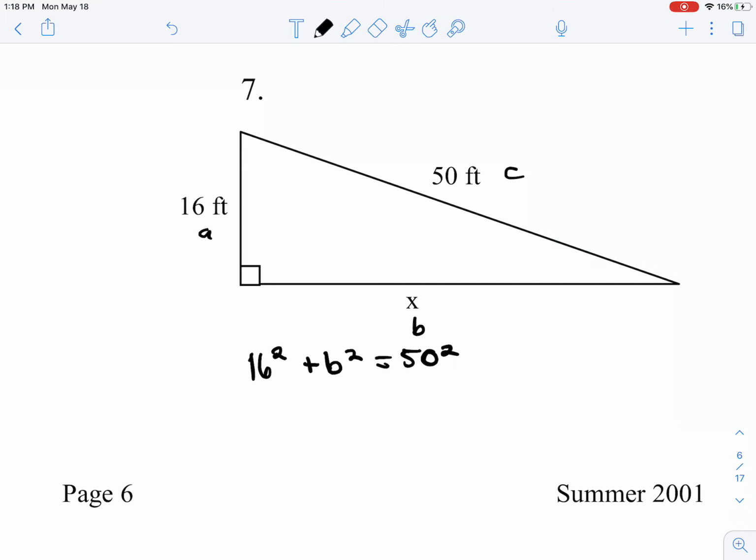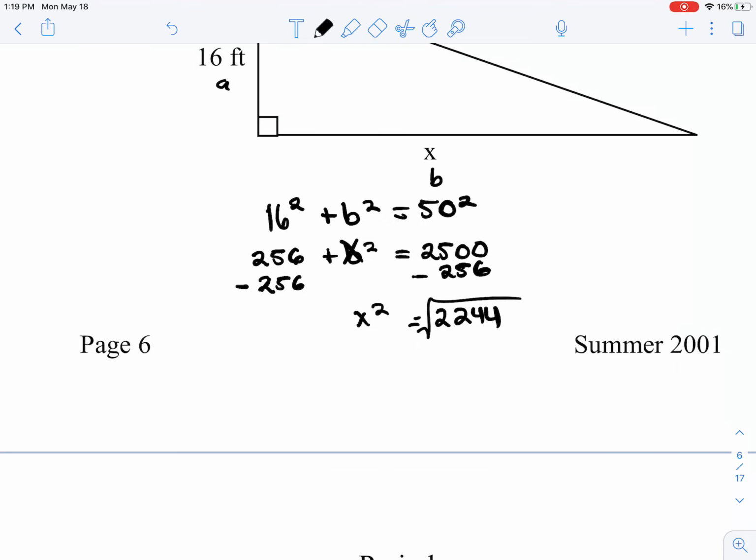16 squared, it's 256 plus B squared equals 50 squared, which is 2,500. So again, anytime we're looking for a leg, which we are, x is a leg, we're going to subtract. I guess this should be an x. So 2,500 minus 256. And we get that x squared is 2,244. Let's take the square root of that.